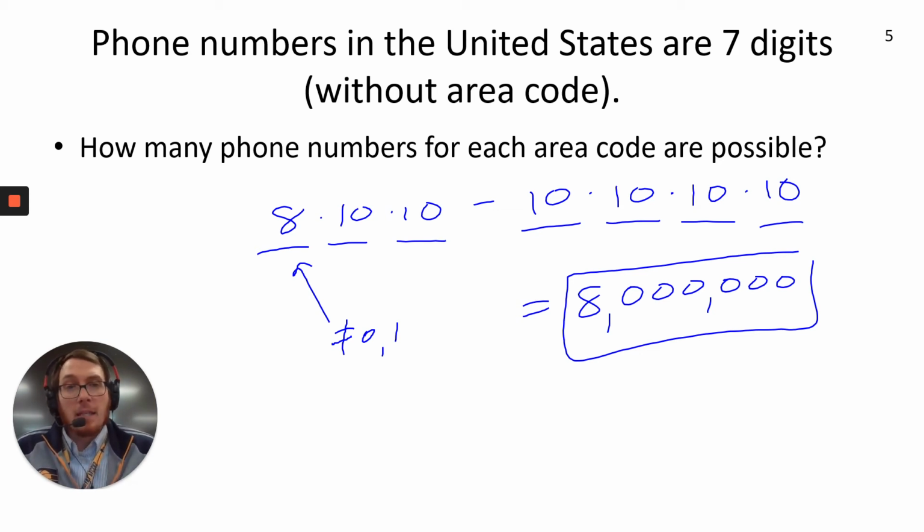But there would be 8 million different phone numbers that are possible in every area code. There's probably a little bit less than that. For example, your number can't start with 911. They're not going to give you 8675309 because of the song, for example. So it's probably less than 8 million. That's just giving us a base case.